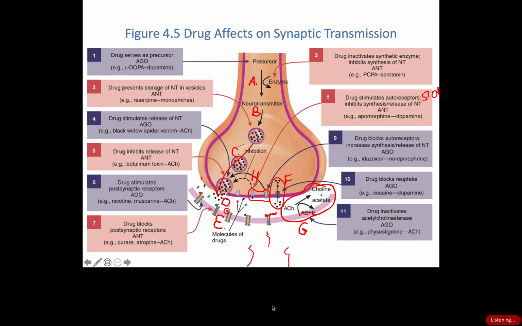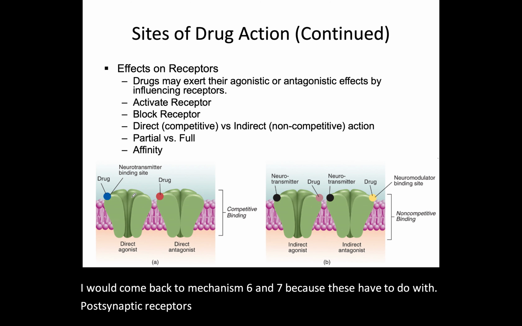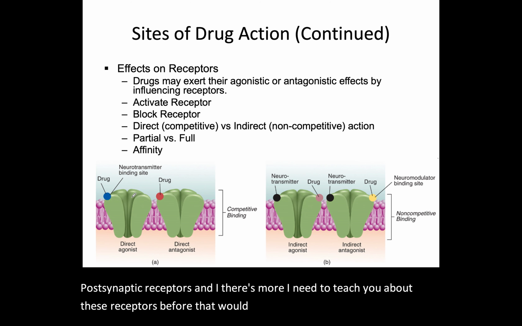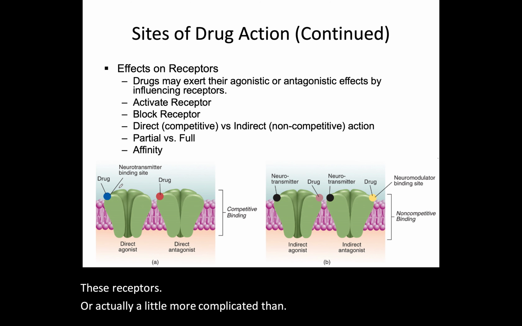In the last video, I said that I would come back to mechanisms 6 and 7, because these have to do with postsynaptic receptors, and there's just more I need to teach you about these receptors before that would make sense. Now, these receptors are actually a little more complicated than I've led on.